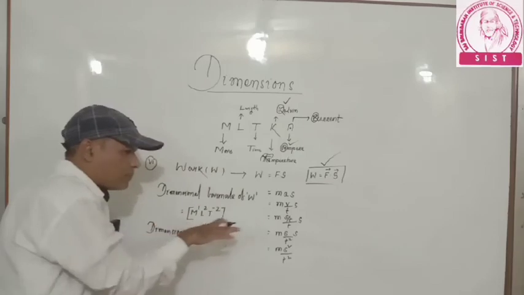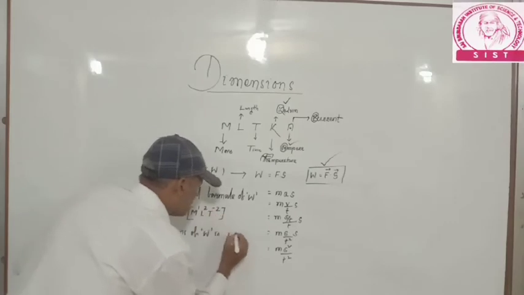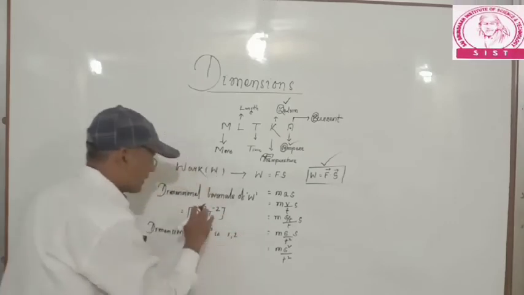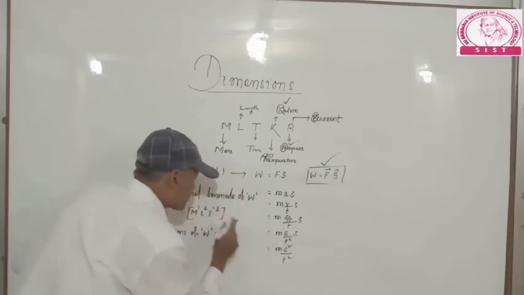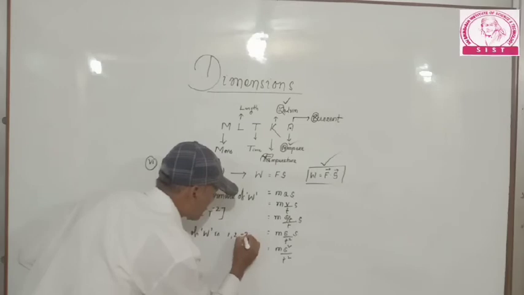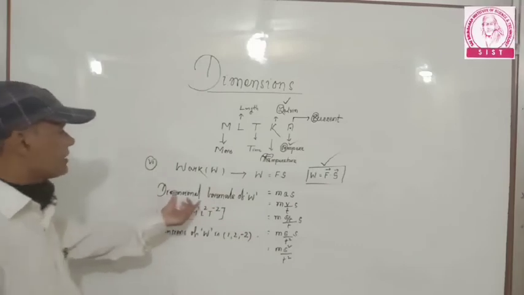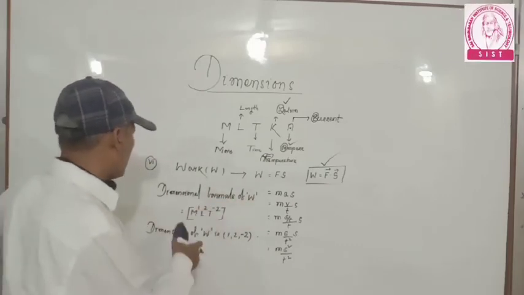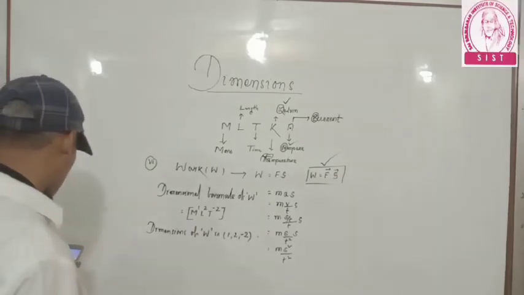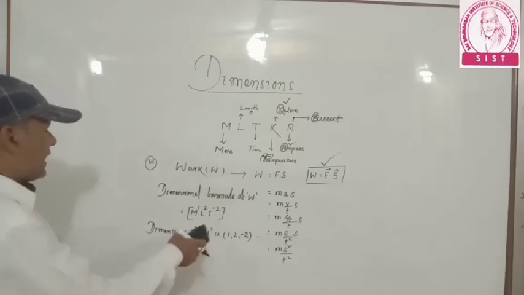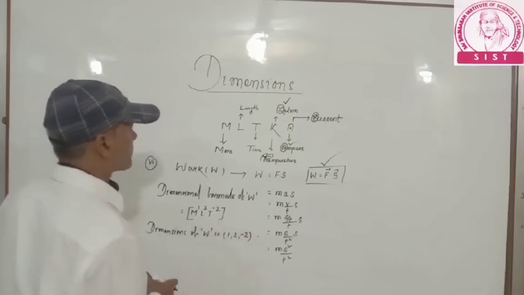You have to write systematically, you have to write accordingly. L raised to 2, mass, length, then we have to write the power of time, T raised to minus 2. So, dimensional formula of work is M1 L2 T minus 2, while dimensions of work is 1, 2, minus 2. Next.